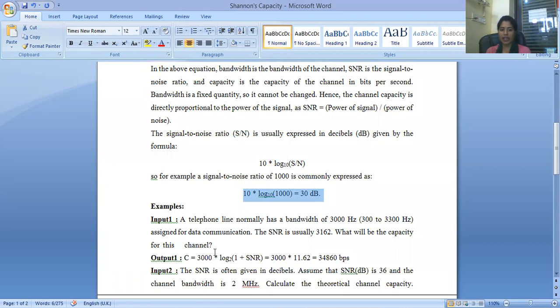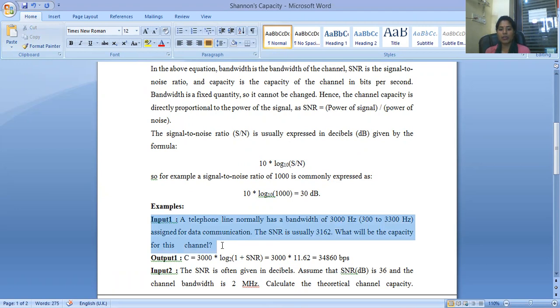So, for example, if we take an example, suppose input 1, a telephone line normally has a bandwidth of 3000 hertz. It means 300 to 3300 hertz is assigned for data communications. The SNR is usually 3162. What will be the capacity for this channel? Isn't it?